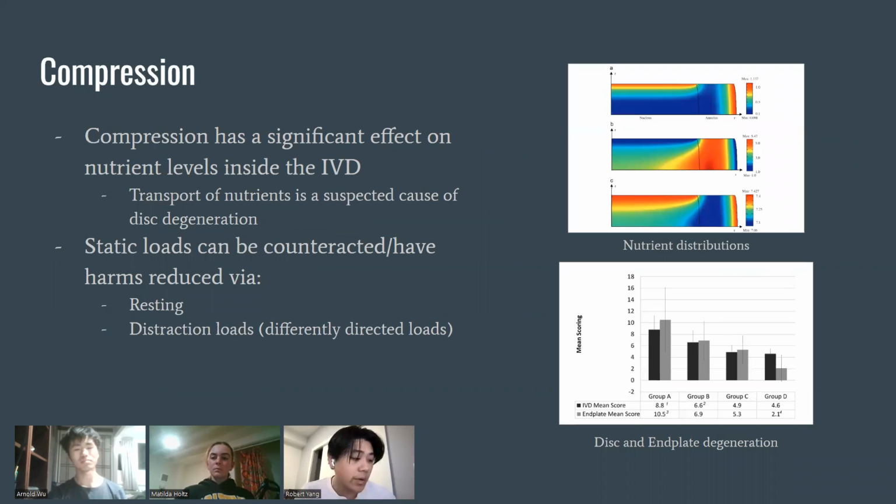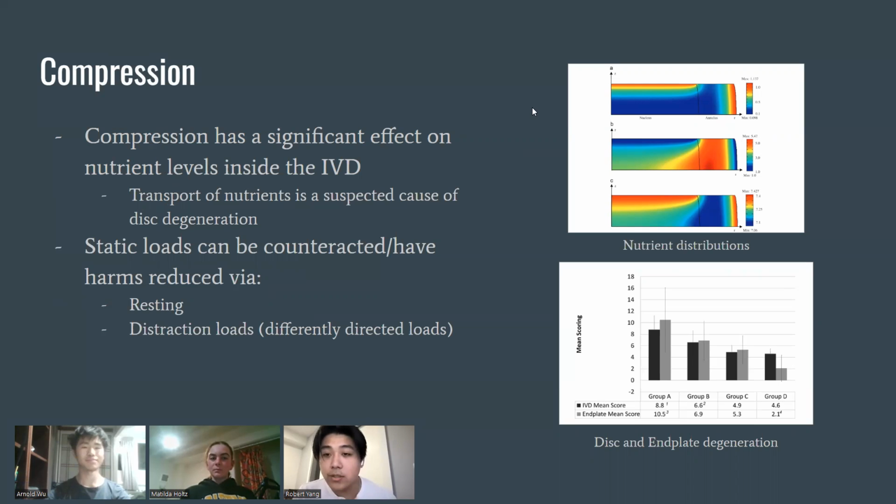Okay, so we can jump right into compression. There are two types of compressive loads: static loads as well as dynamic loads, which are loads that have time scales. They'll load on and they'll load off over time. The general consensus is that compression has a significant effect on the nutrient levels inside the IVD.